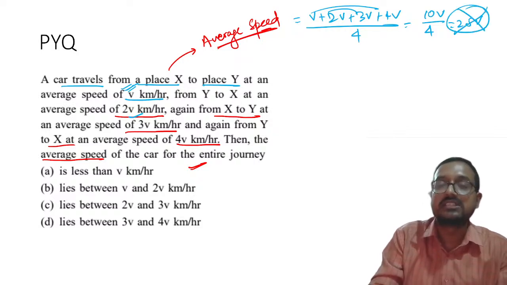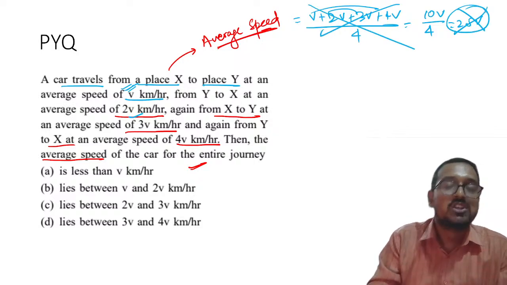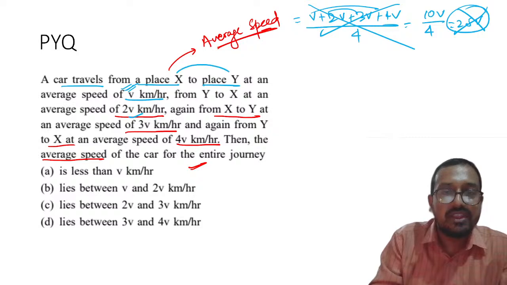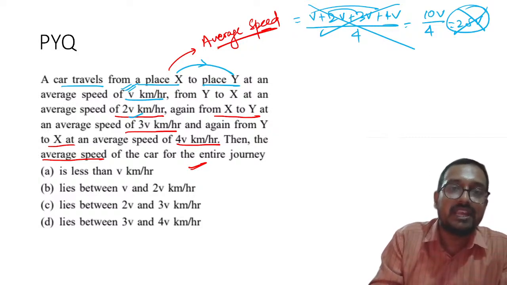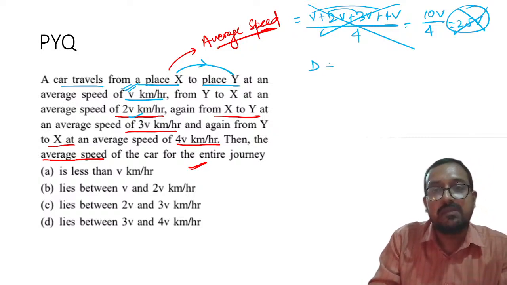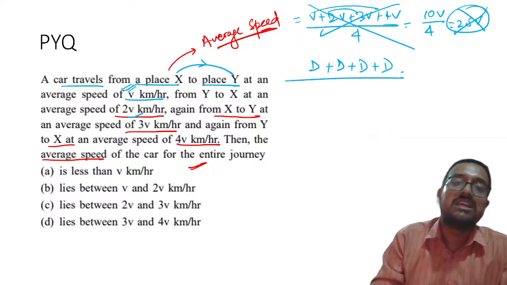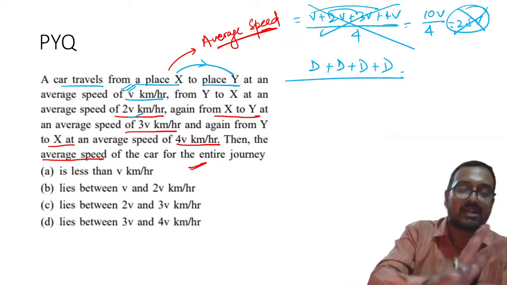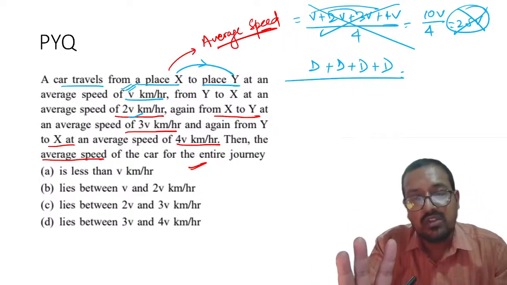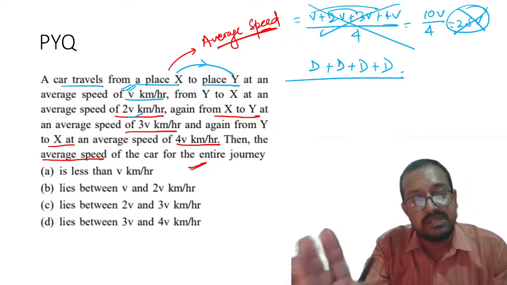This is wrong. Please remember, this is wrong. So how to approach it? See, every time he went the same distance. So d plus d plus d plus d. Four times the journey he has done between X to Y and Y to X. Understood? So total 4 journeys are there. That is d plus d plus d plus d.